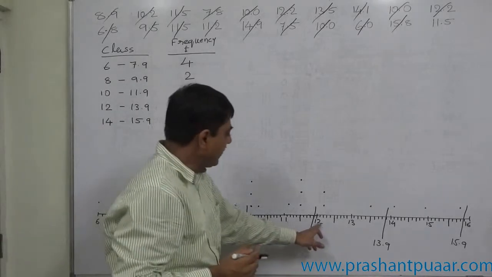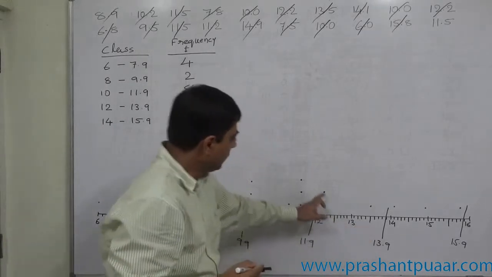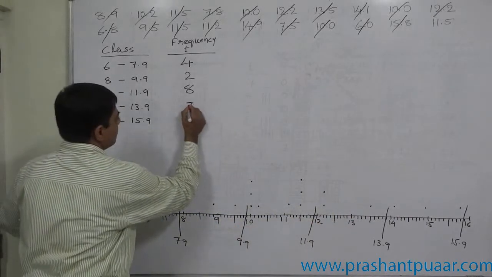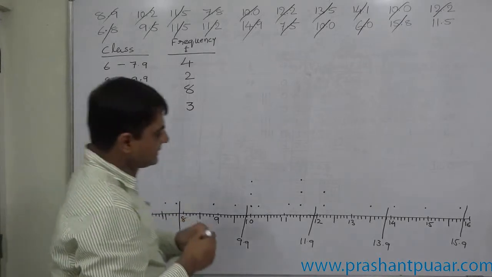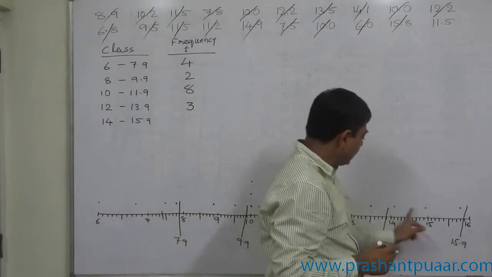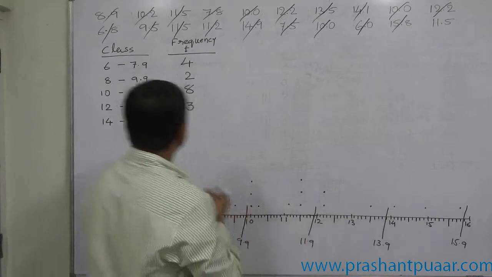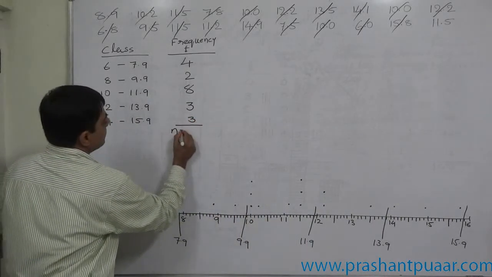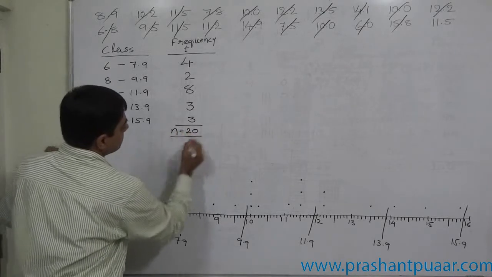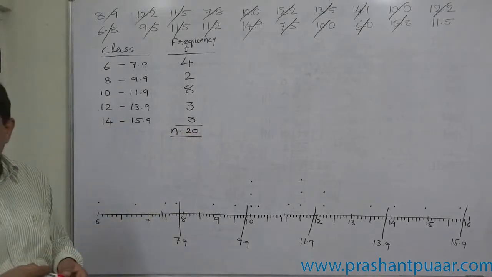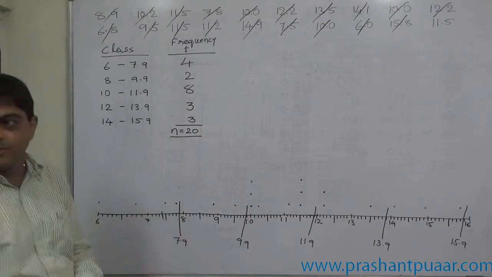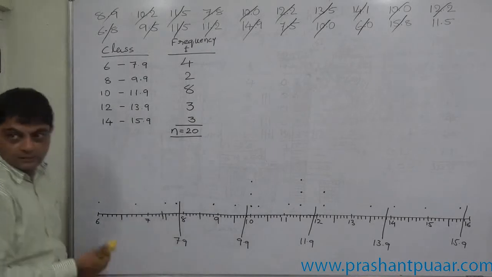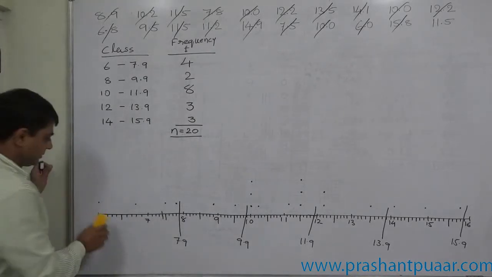Next is 12 to 13.9. 1, 2 and 3 dots. And the last, 14 to 15.9. 1, 2 and 3. The total must be 20. This is our frequency distribution, very easily prepared with the help of the dot plot. Got it? Can I remove it?